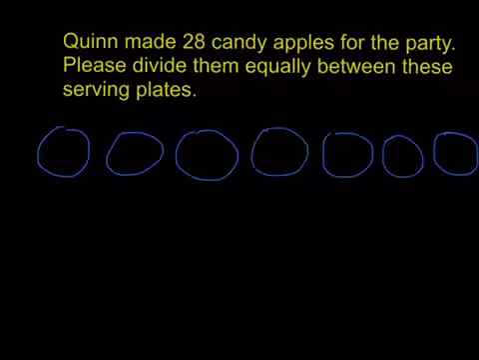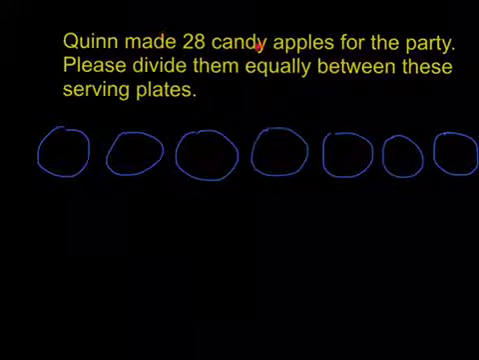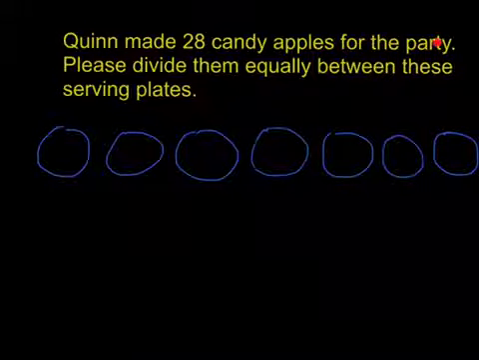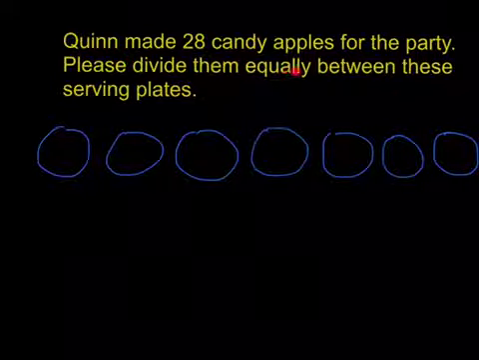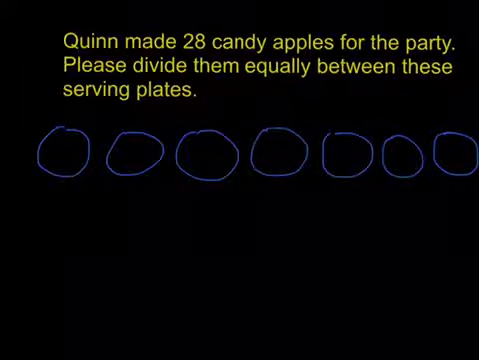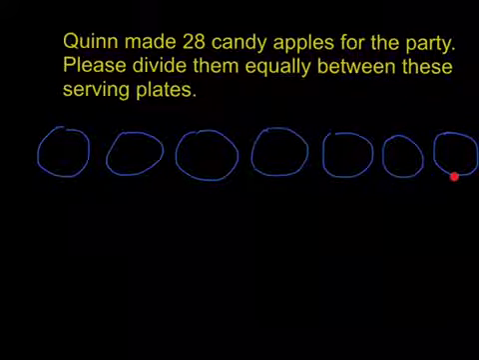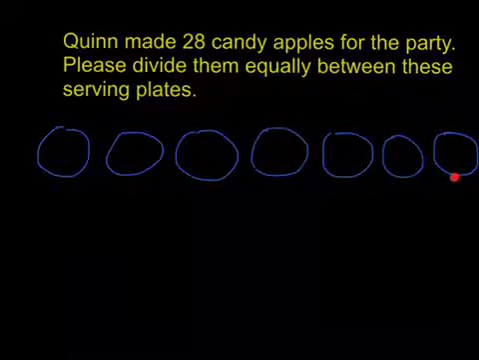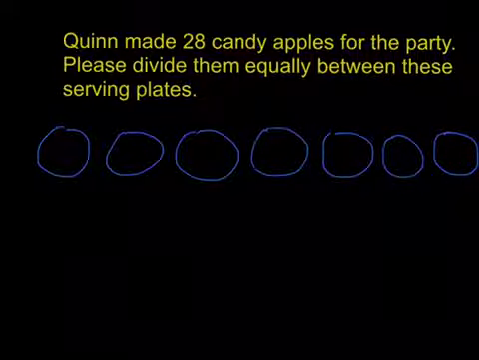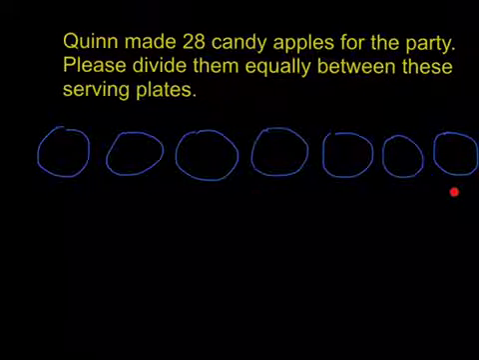Okay, look at this word problem. Read it along with me. Quinn made 28 candy apples for the party. Please divide them equally between these serving plates. So we have these serving plates, and we have 28 candy apples. I want you to draw out these serving plates on your whisk. I want you to hit pause and then push play when you're ready. And let's see how you did. Let's see if you were able to draw out the candy apples correctly.